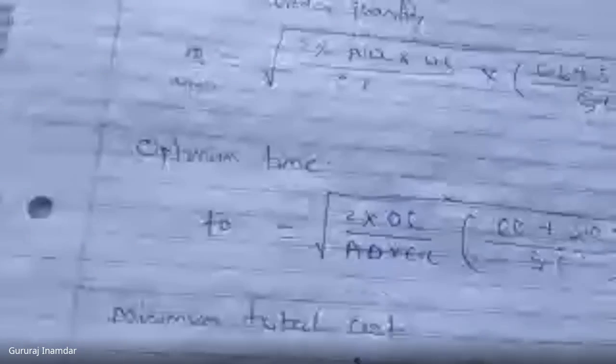Next is optimum time. What is the formula? Optimum time is equal to the square root of 2 into ordering cost divided by AD. The AD from above just comes down in the time formula, and the rest is the same: CC plus shortage cost divided by shortage cost. And last, the minimum total cost: Q into CC divided by CC plus SC. This is just the reverse; the difference is carrying cost divided by carrying cost plus shortage cost.